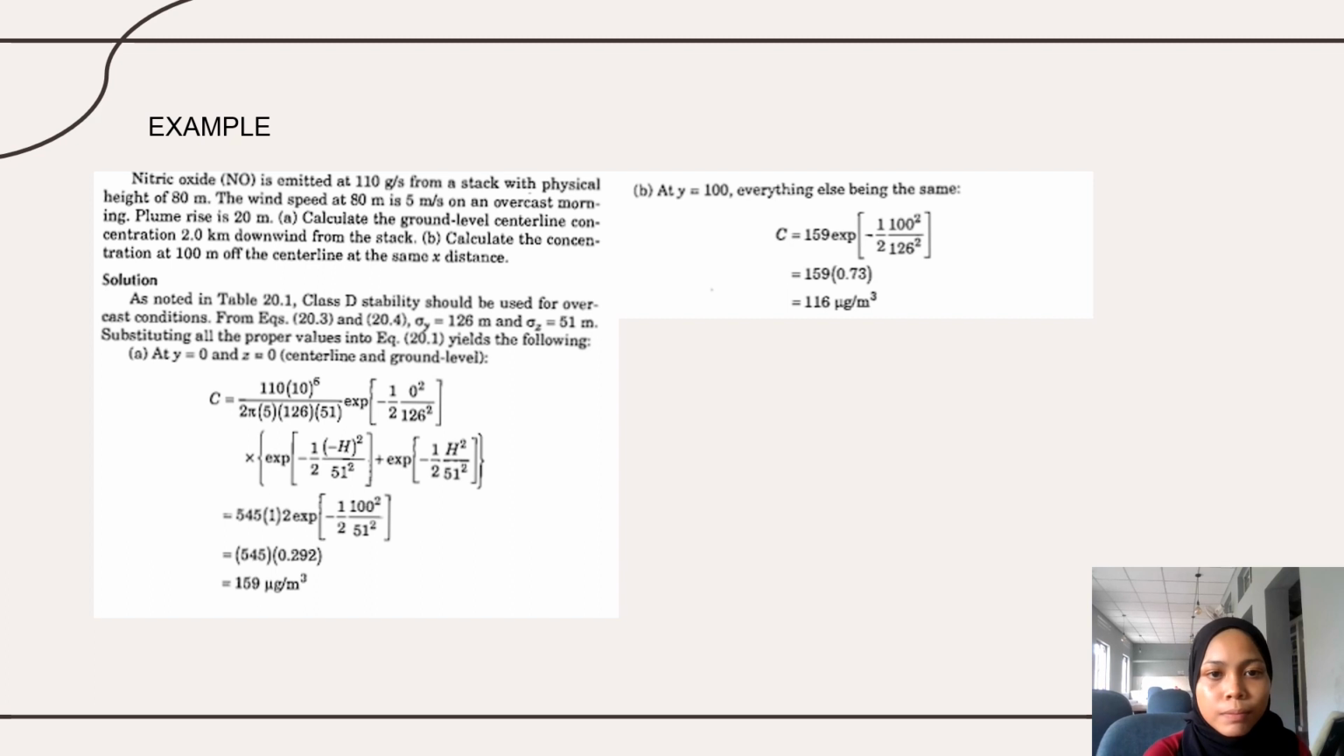And part B is to calculate the concentration at 100 meters off the centerline at the same x distance. So we can substitute into the equation, and we can get 116 microgram per cubic meter.